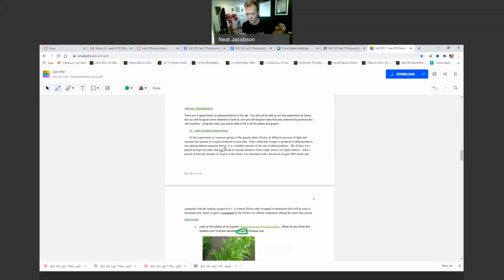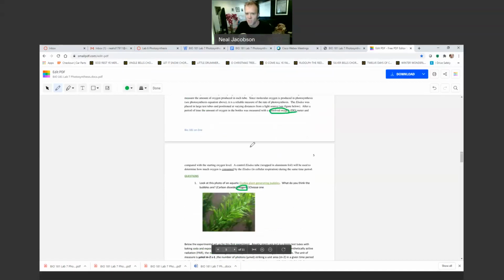The dependent variable, though, is how much oxygen is produced, because I can't physically change that. I can change the independent variable, and I can measure its effect on the dissolved oxygen produced, but I can't make a plant produce more oxygen. It does that on its own. So the measured output of this experiment is the amount of dissolved oxygen and the change in the dissolved oxygen over time.